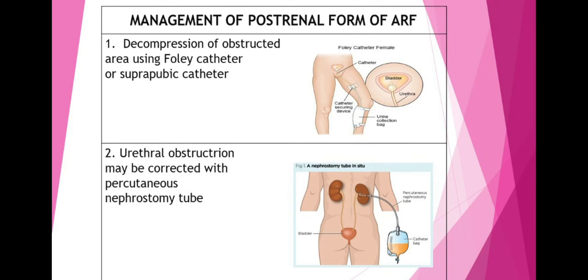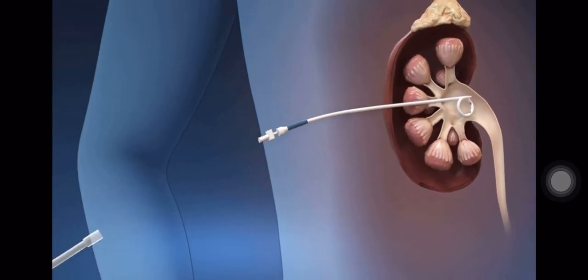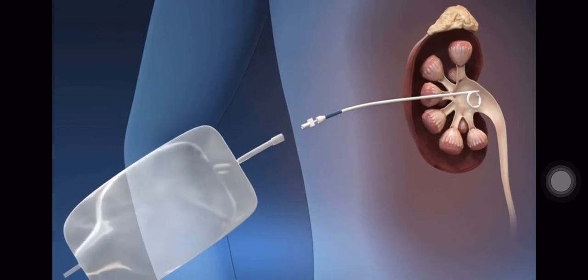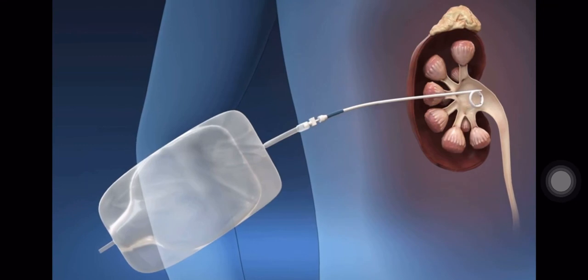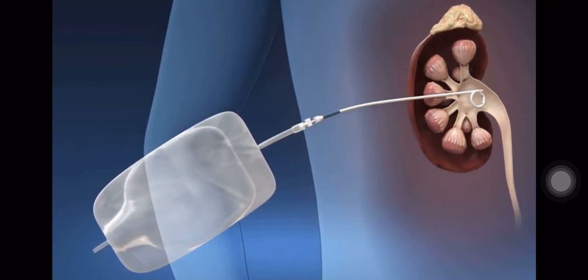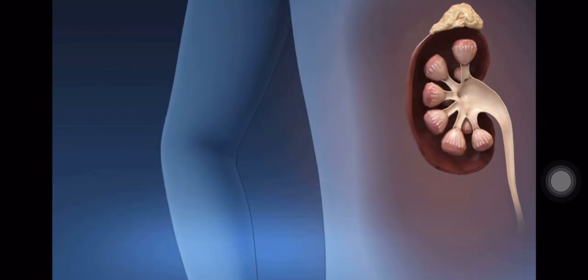There are two types of management for a patient with the post-renal form of acute renal failure. First, decompression of the obstructed area using a Foley catheter or suprapubic catheter. And the second one is that urethral obstruction may be corrected with a percutaneous nephrostomy tube. A nephrostomy tube is a catheter placed in your kidney that connects to a drainage bag to collect urine outside of your body. The nephrostomy tube is usually removed prior to hospital discharge. Sometimes patients go home with the nephrostomy tube, and it is removed several days later during a follow-up appointment.